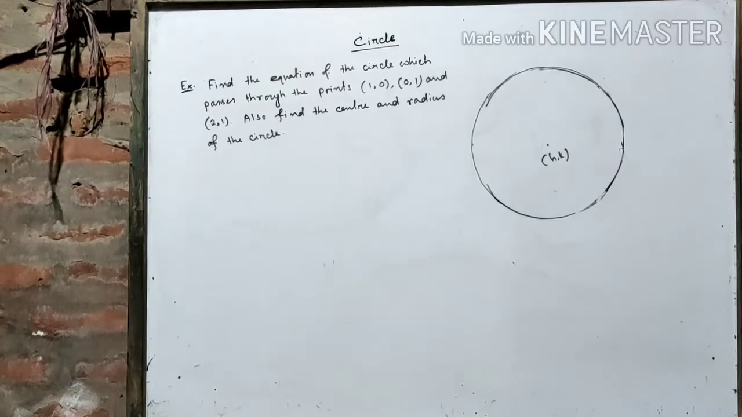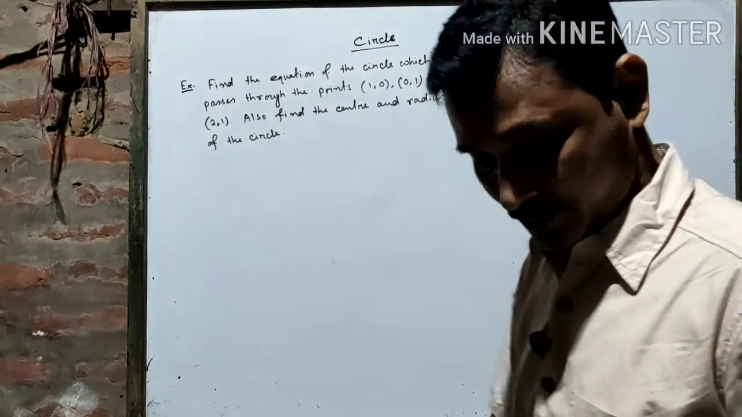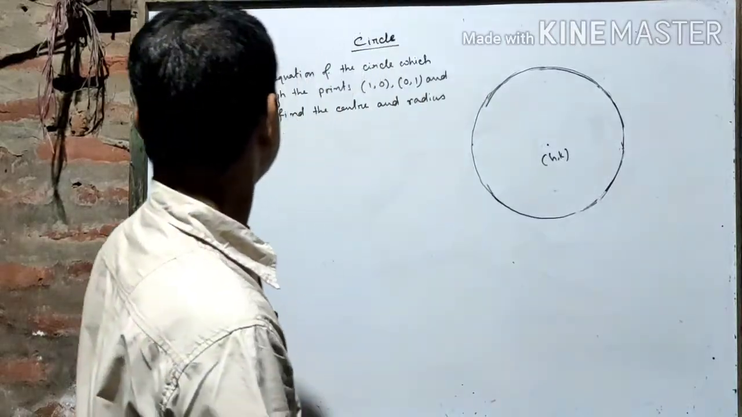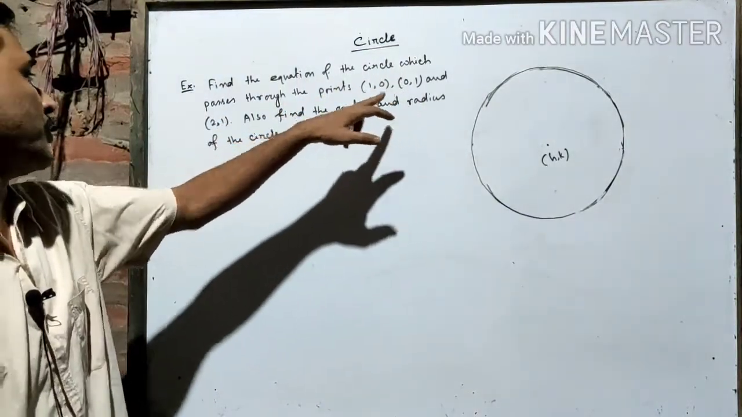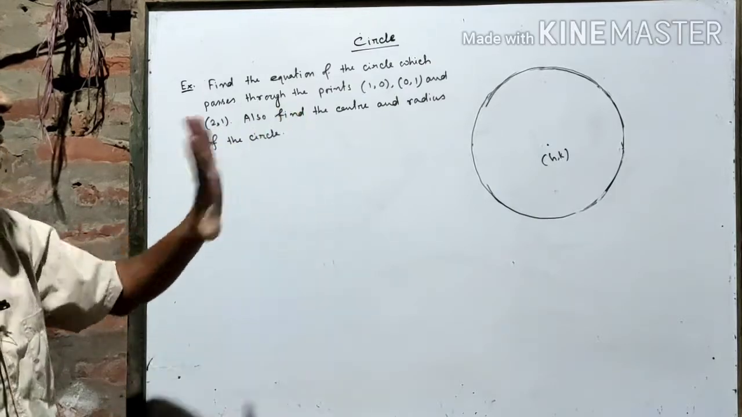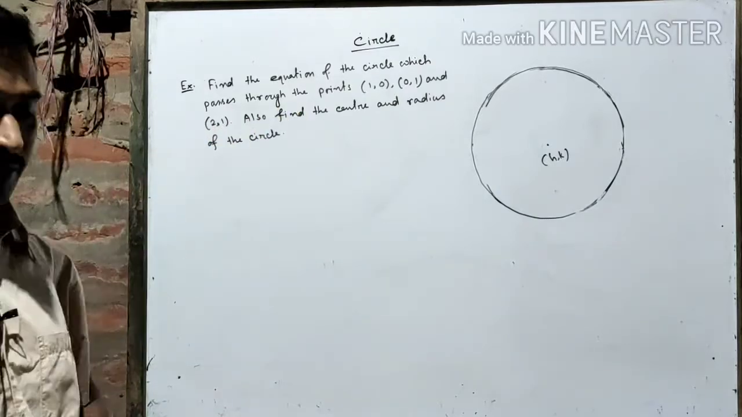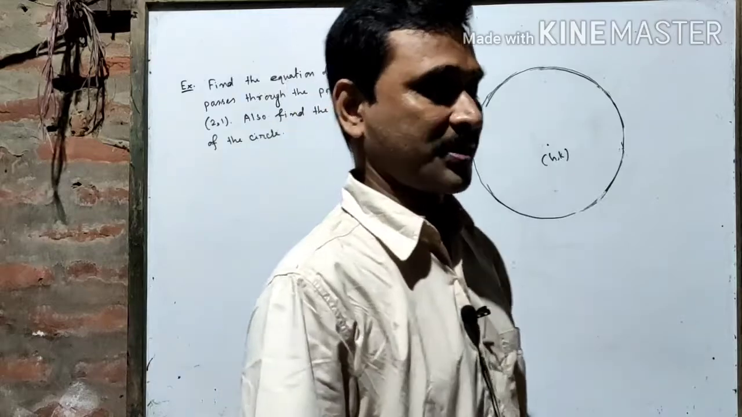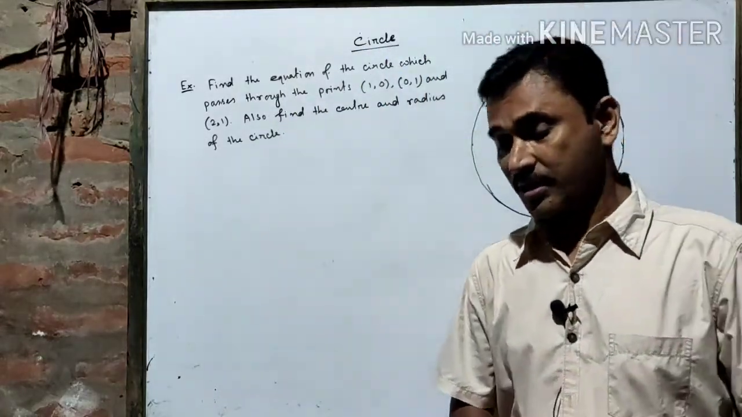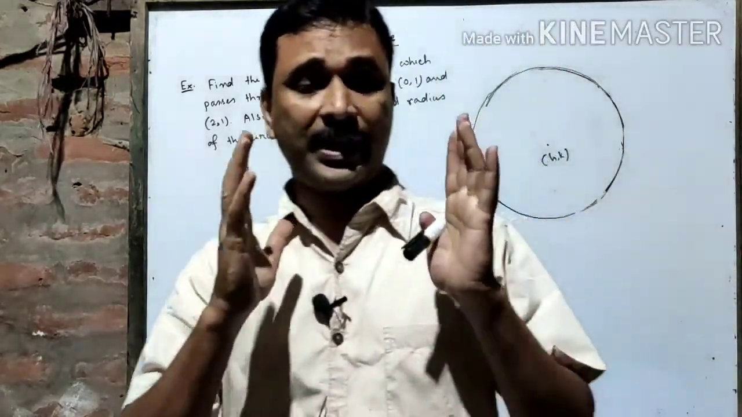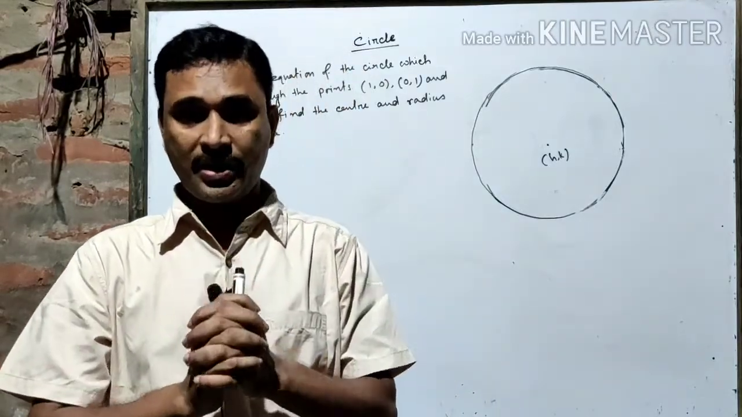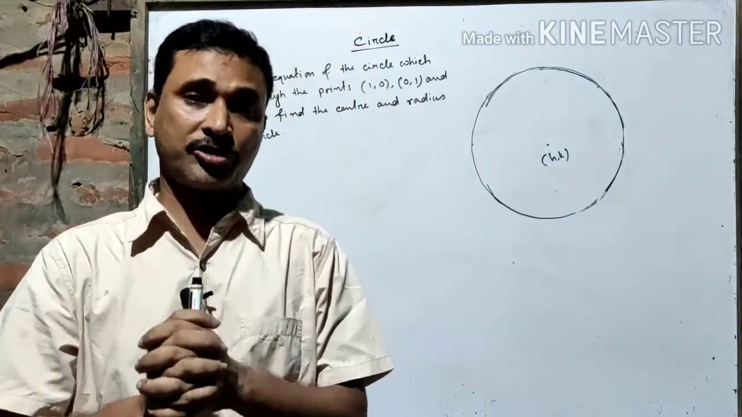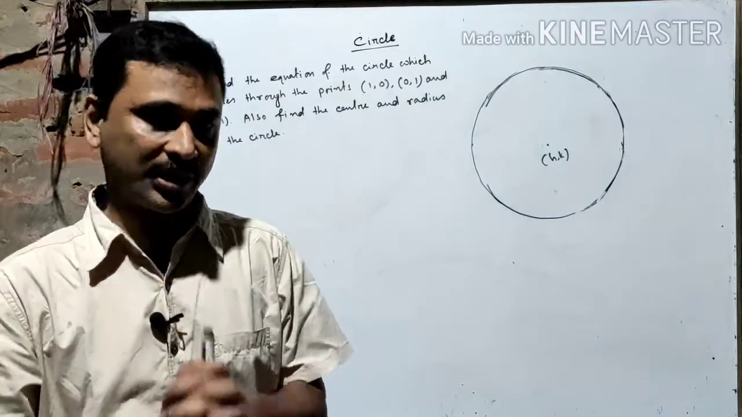Next question. Find the equation of the circle which passes through the points 1, 0, 0, 1 and 2, 1. Also find the center and radius of the circle. If we can find the equation of the circle, we can easily find the center and radius. So we are to find the equation of a circle passing through 3 given points. We are going to discuss how to find it.